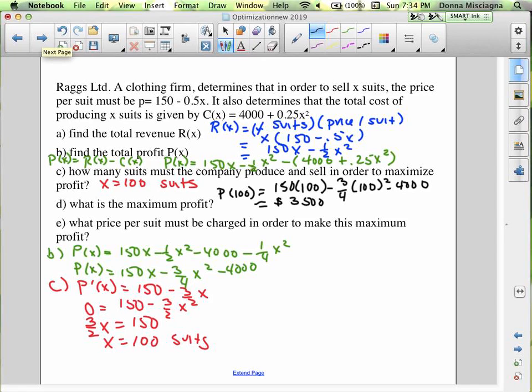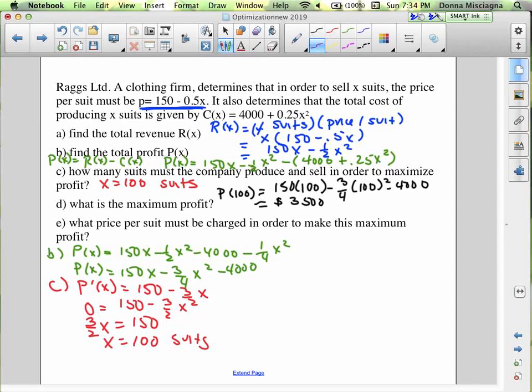What price per suit must be charged to make this maximum? Now we just use the price equation. And so the only calculus part was taking the derivative and setting it equal to 0. After that, once we knew the number of suits that they should make, we're just plugging it into the equation. Hey, why didn't that underline? We're just plugging that into the equation. Any day now. Whoops. There it goes.